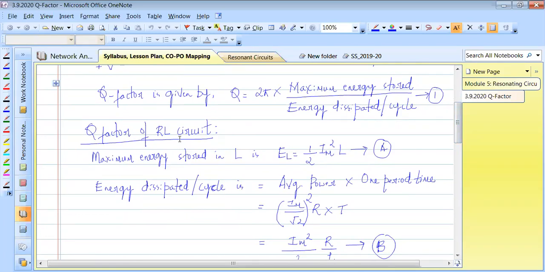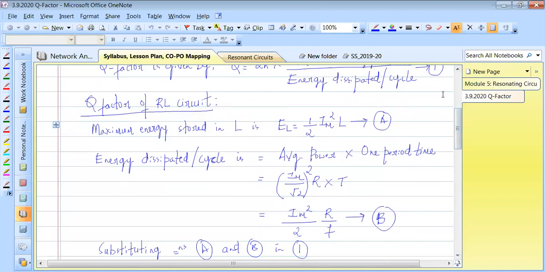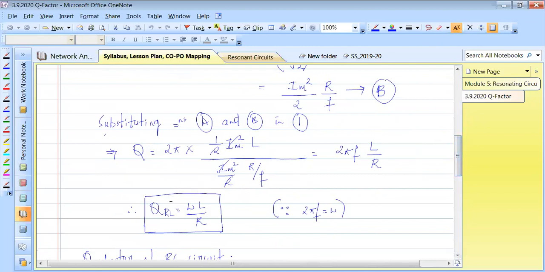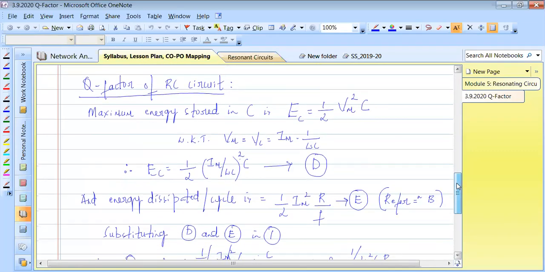Whether it is an RL circuit or RC circuit or RLC circuit, all the circuits can be resonating. Now, since we have considered the RL circuit, this is the maximum energy stored in L. How to calculate the energy dissipated per cycle is what we have seen yesterday. These two have to be substituted in equation number 1 to get the quality factor. So this is the quality factor of the series RL circuit. Similarly, on similar lines, we saw the quality factor of the series RC circuit also.